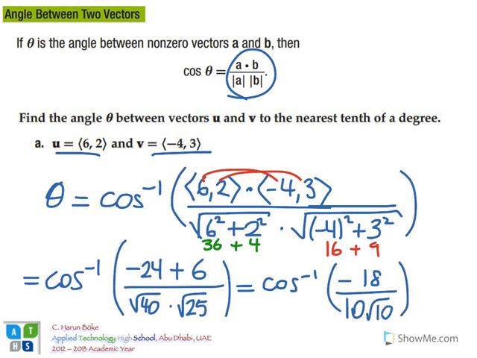So if you write this expression in the calculator with the inverse of cosine, what you get is 124.7 degrees when you write to the nearest tenth. Let's see another example.